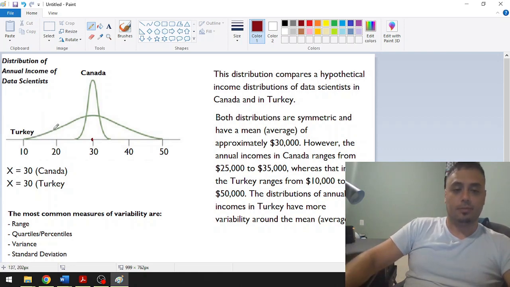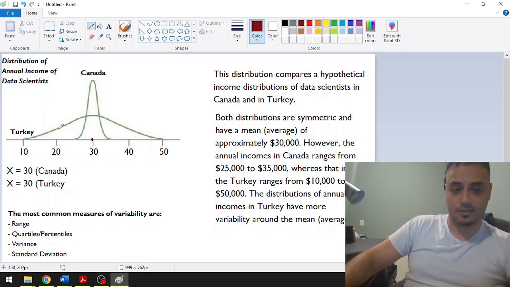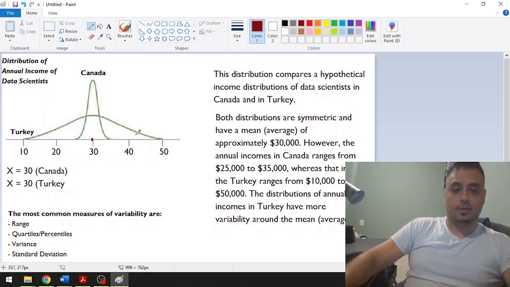I forgot to mention that this is hypothetical or dummy data. I put it together just for the sake of this presentation. As you can see, x̄, the statistical symbol for the mean or average, is 30 for both countries. However, because there's a huge difference in the variation, we can say that Turkey actually has more variability in the annual income of data scientists compared to Canada.